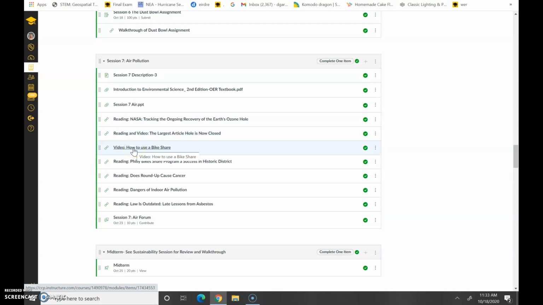Also in this session, of course, we're going to talk about air pollution. We're going to talk about what air quality is, what air pollution is, and the layers of the stratosphere and how they're developed. We talk about the chemistry of the atmosphere, but also how we can limit air pollution.